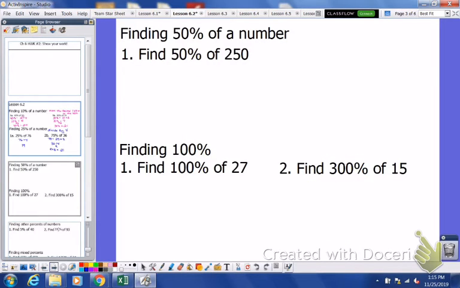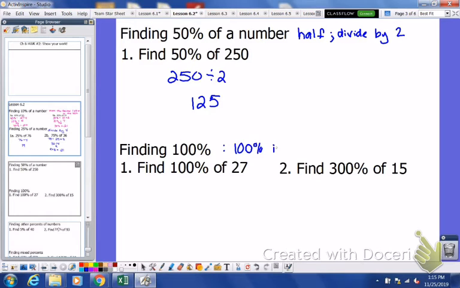Next up, finding 50%. So 50% is half, same as dividing by 2. So find 50% of 250. Well, if we do 250 divided by 2, that gives us 125. All right, our 100%. So 100% of a number is the number. So 100% of 27 is 27. No work involved in that one.